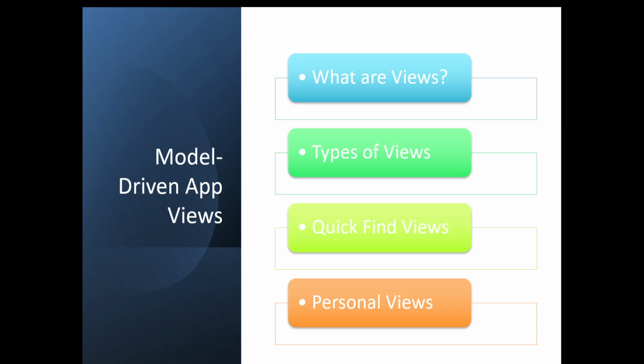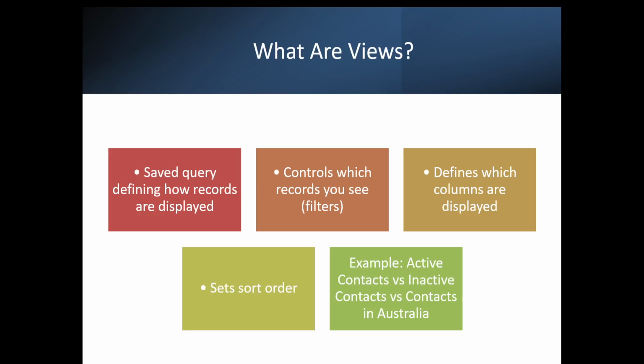So let's start with the basics. A view in a model-driven app is essentially a saved query that defines how records are displayed in a table. You can think of it as a lens through which you can look at your own data. It controls which records you can see through filtering. It defines which columns are displayed, that's the fields that you want in a table. And it can also define the sort order.